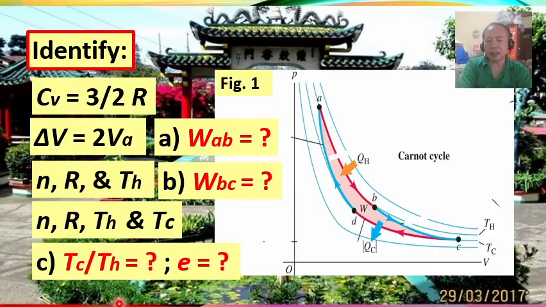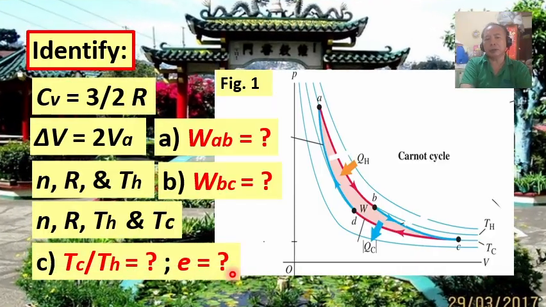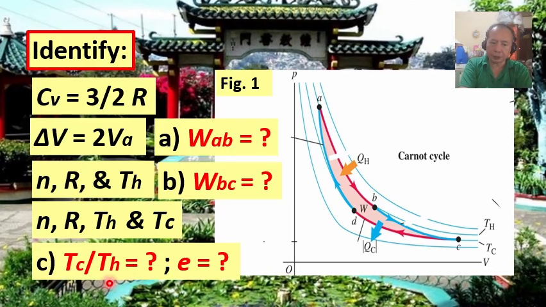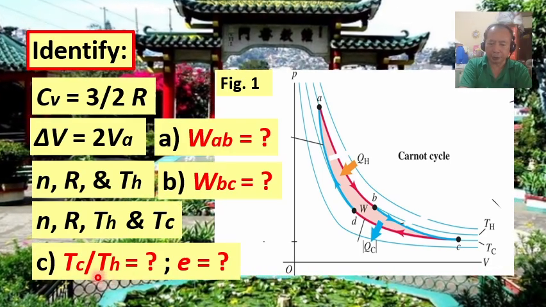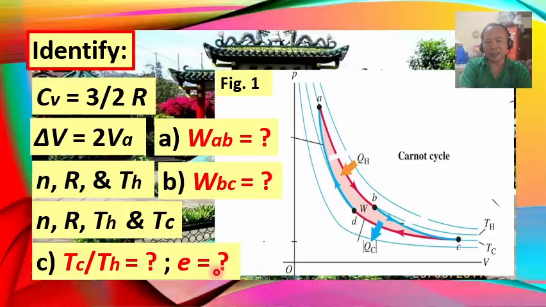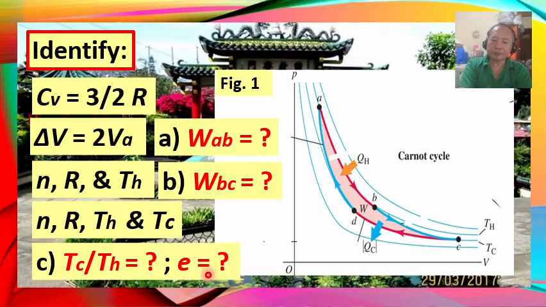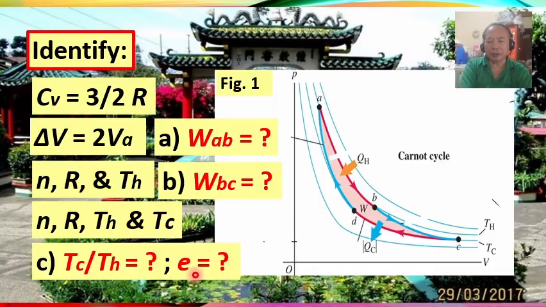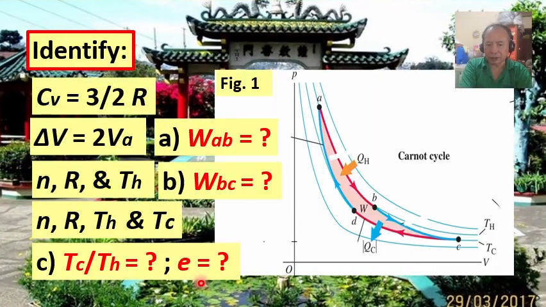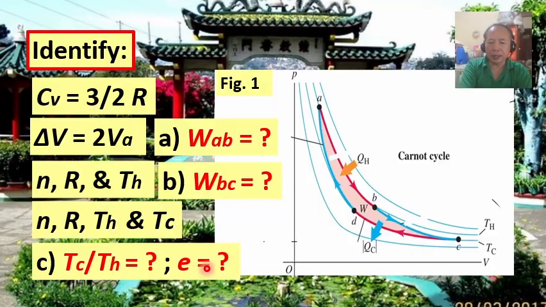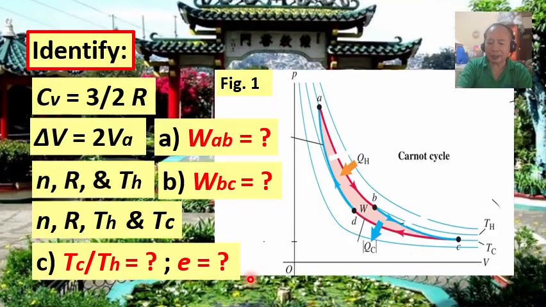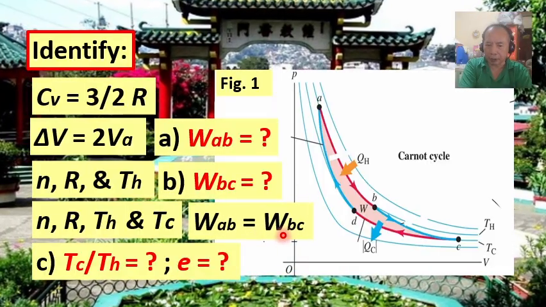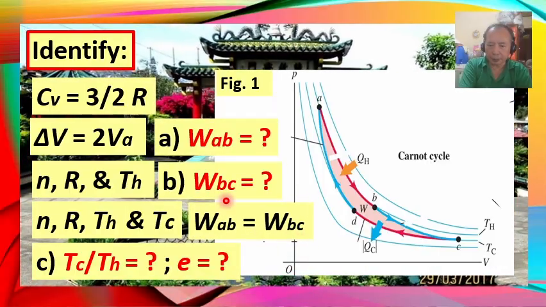And in part C, we are required to calculate the ratio of the temperature capital TC over the temperature capital TH, as well as the ideal efficiency, also known as the Carnot efficiency, denoted by small letter e, of the heat engine, given that the work done, W sub AB, is equal to the work done, W sub BC.